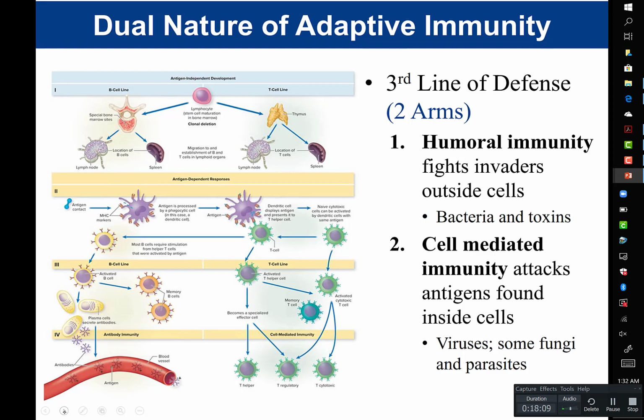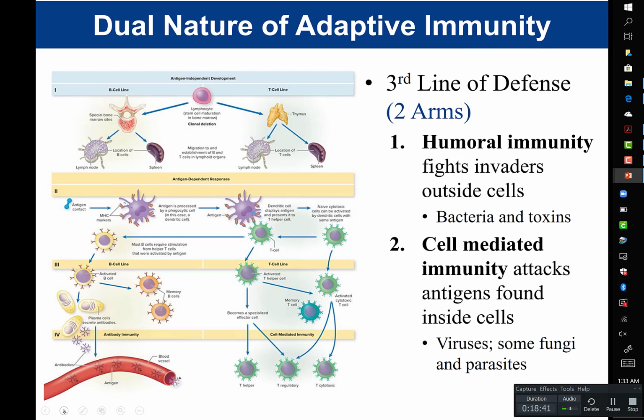So we have, again, this dual nature of adaptive immunity. This is going to be part of our third line of defense. And our third line of defense can be broken into 2 branches. The first is going to be humoral immunity. And again, that's going to be used to fight invaders outside of our cells. So they're not within our cells, but are outside the cells. So this would include things like bacteria, toxins, etc.